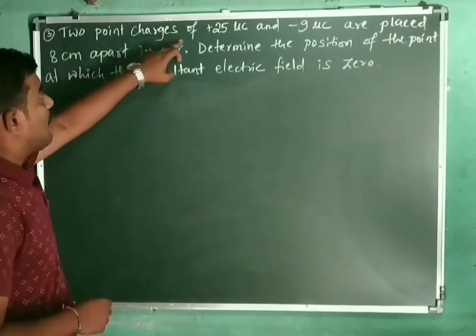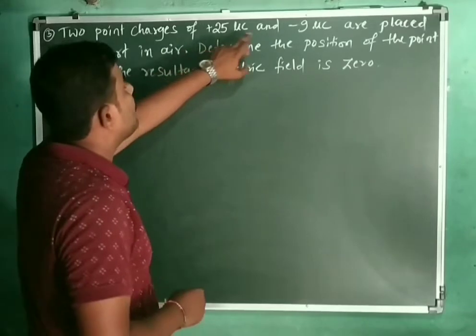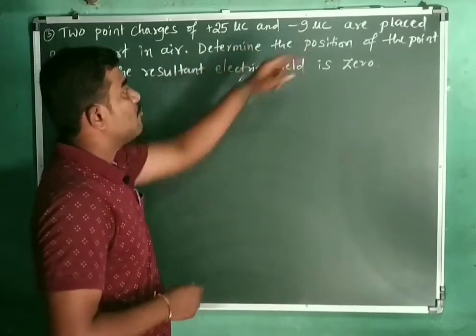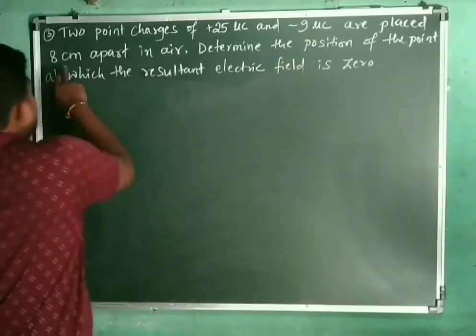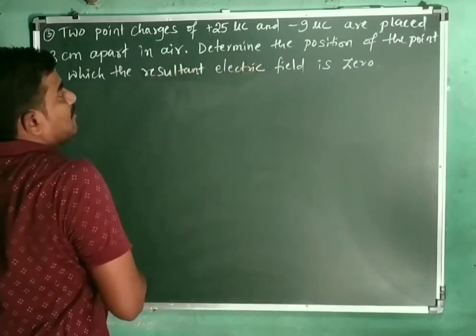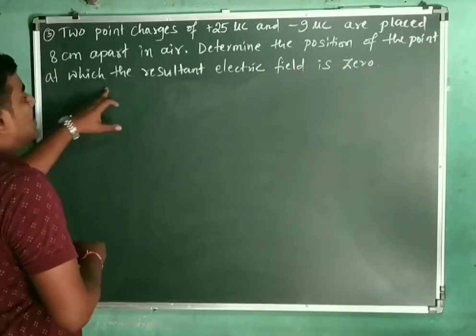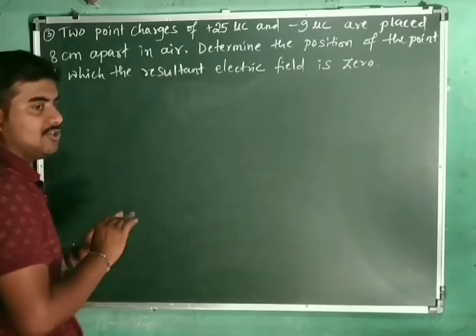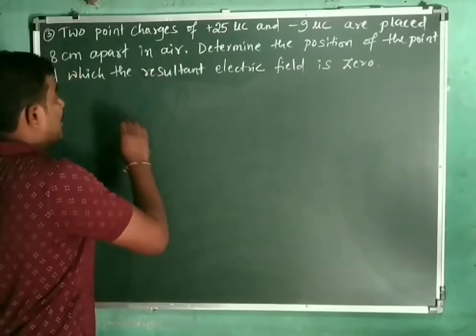2 point charges of plus 25 microcoulomb and minus 9 microcoulomb are placed 8 centimeter apart in air. Determine the position of the point at which the resultant electric field is 0. It's a very simple numerical actually.